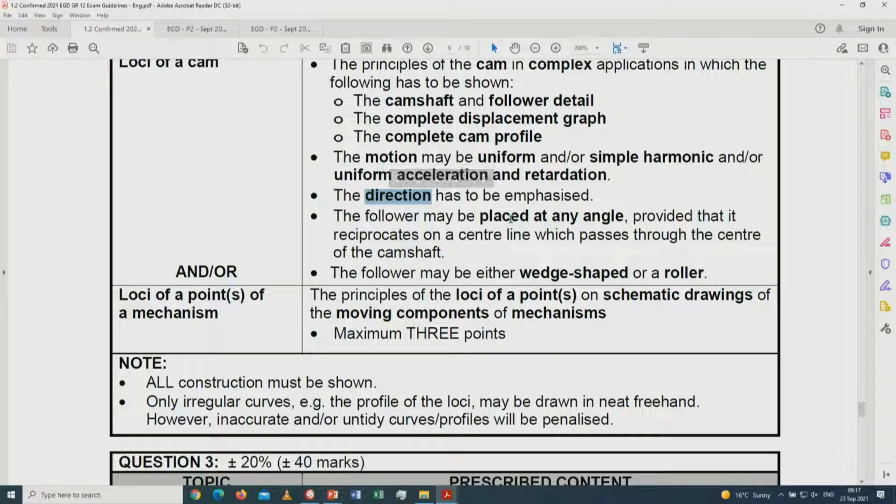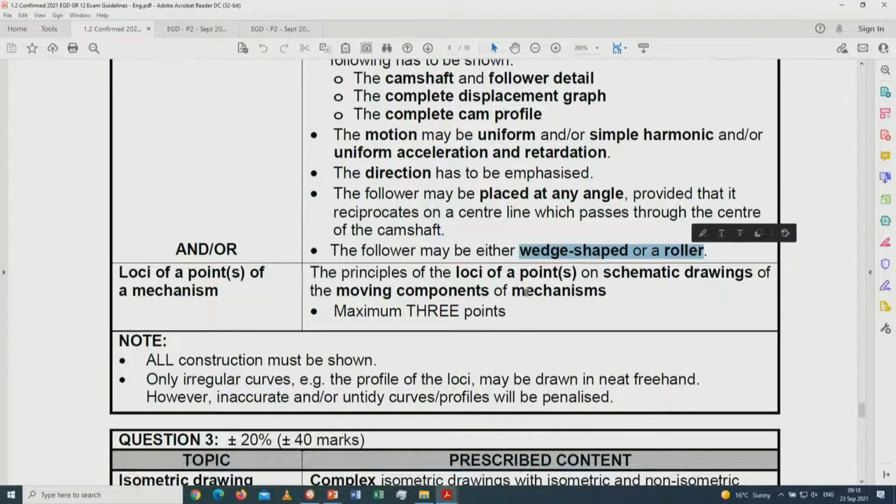And then also the follower may be placed at any angle: 90 degrees, horizontal, 30 degrees, 60 degrees, it doesn't matter. 270 degrees, it doesn't matter. And it reciprocates, in other words, goes up and down, or left and right, or whatever the angle might be. The follower may be wedge shape or roller. Those are the different types of followers that we can get.